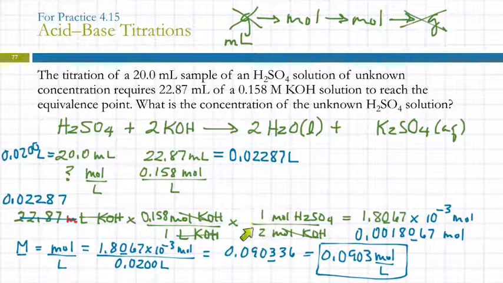This ratio here is exactly why you cannot use M1V1 equals M2V2, because that does not take into account the stoichiometry. What's especially dangerous about it is that if the stoichiometry is 1-to-1, it works and you get the correct answer. But if it's any other stoichiometry, it doesn't work and you get the wrong answer. So my advice is never, ever use the dilution equation for titration. Any questions?